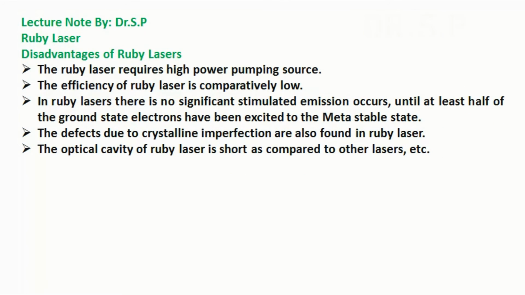The disadvantages of ruby lasers are: the ruby laser requires a high power pumping source. The efficiency of ruby laser is comparatively low. In ruby lasers no significant stimulated emission occurs until at least half of the ground state electrons have been excited to the metastable state. The defects due to crystalline imperfection are also found in ruby laser. And the optical cavity of ruby laser is short as compared to other lasers, etc.